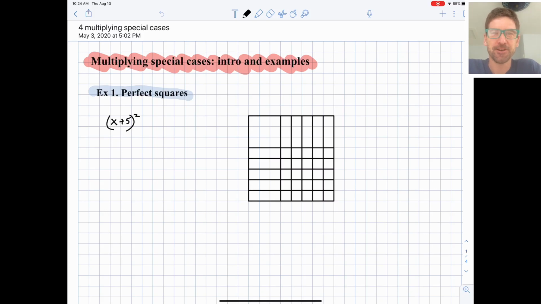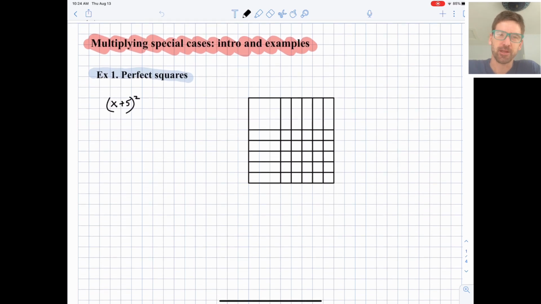Alright, this is a video on multiplying special cases of binomials. We'll look at two specific types of unique cases where we get special outcomes. And we'll do an introduction, mostly a few examples in this video.